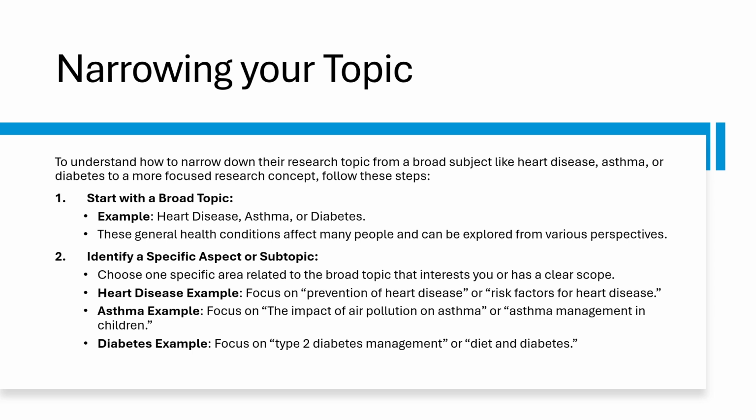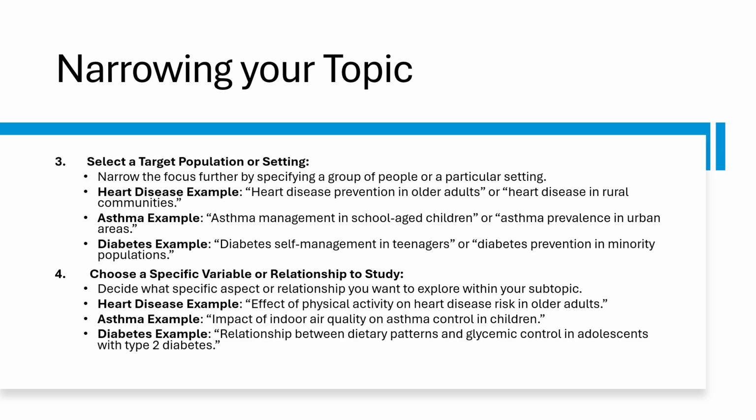When we narrow down the topic, we need to start with a broad topic, for example, heart disease, and then identify a specific aspect or subtopic. For example, with heart disease, focus on the prevention of heart disease. So we start with the broad range and then identify the specific aspect of the subtopic. Also, select a target population. So if we are focusing on the prevention of heart disease, we need to specify a population.